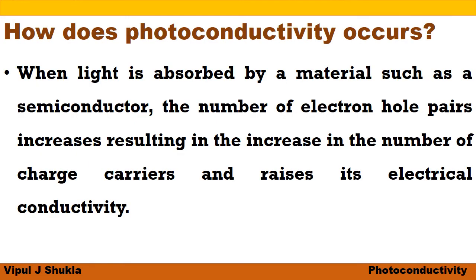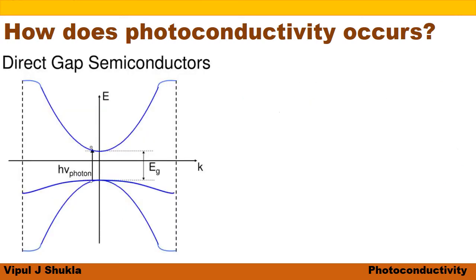Next, how does photoconductivity occur? When light is absorbed by a material such as a semiconductor, the number of electron hole pairs increases, resulting in an increase in the number of charge carriers and raising its electrical conductivity. This is the reason for the occurrence of photoconductivity.